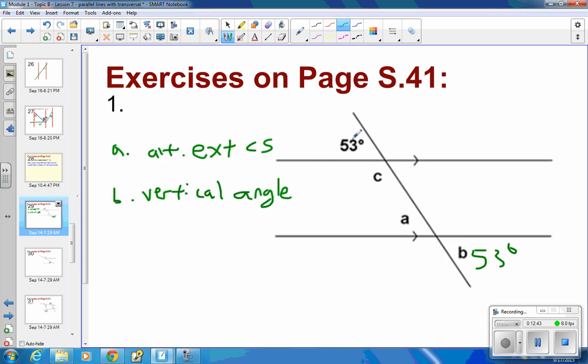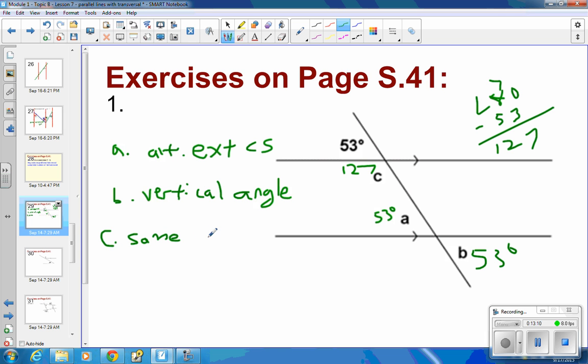Okay, so A and B are vertical angles, 53 and B are alternate exterior angles, and then A and C, so this is also 53 here, let me fill that in. So if I take 180 and I subtract the 53, so that's 127, C is going to be 127, and I got that because A and C are on the same side, and they are interiors. The same side interiors are supplementary. That gives me the 180 minus 53 to get to the C.